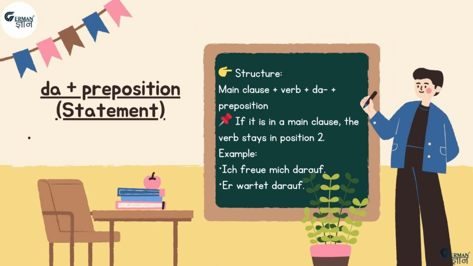The first sentence structure is da plus preposition, which is used to give statements, meaning we use da compounds with prepositions. So the main structure is first we write the main clause, then verb, then da compound and then we write the preposition. Now remember, if your preposition starts with a vowel, then you have to add an extra r. The example is Ich freue mich darauf. In this sentence, as you can see, our preposition is auf, which starts with a vowel, that's why we have added an extra r. Another example is wartet darauf.